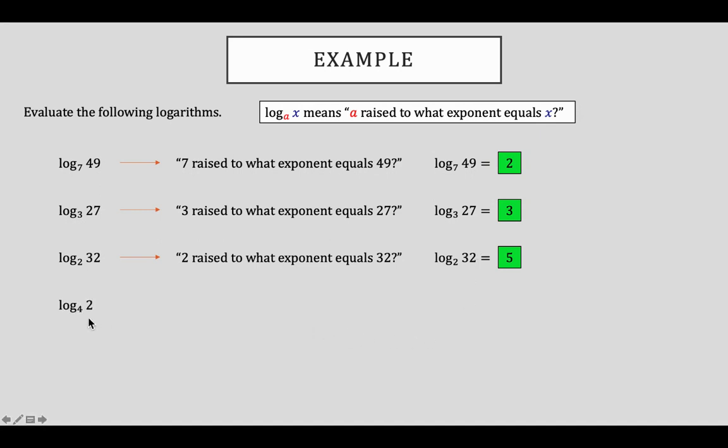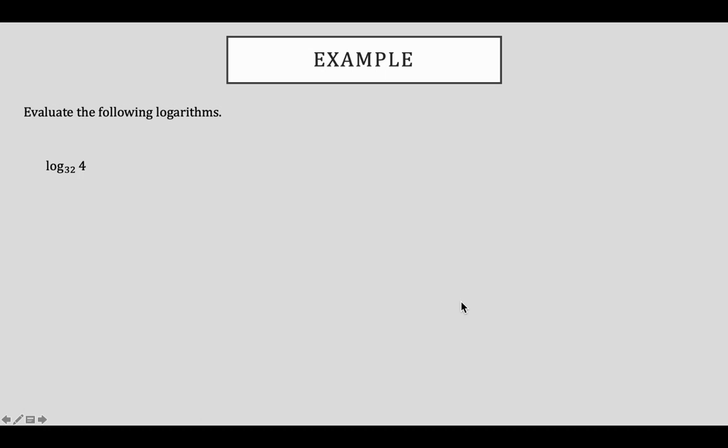Log base 4 of 2. Now this one's a little bit trickier. 4 raised to what exponent is equal to 2? In this case, our answer is 1/2. Recall that fractional exponents give us roots. A 1/2 exponent is actually the same thing as taking a square root. The square root of 4, 4 raised to the 1/2 power, is equal to 2. So sometimes these can get a little bit tricky.